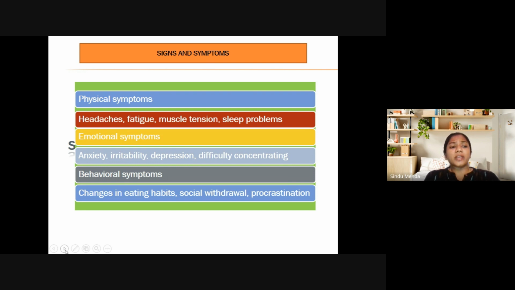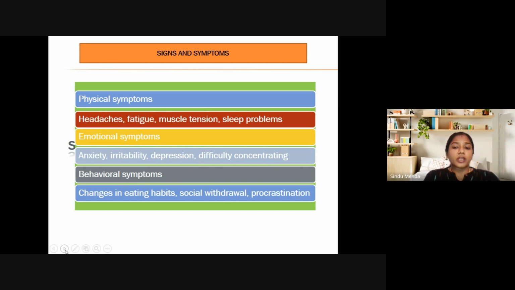And what are the behavioral symptoms? Like your attitude, your eating habits, behavioral aspects. For example, socially, you are not mingling with anybody in society, with friends or family members, due to stress, anxiety, or overwork, or not completing your work. Based on these factors, these all come under behavioral symptoms.